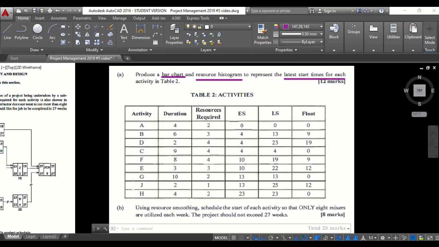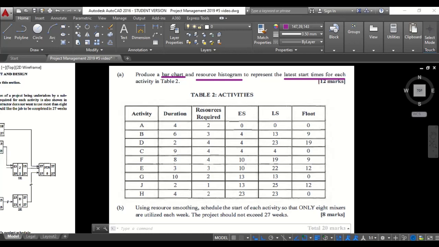First column, we have activity. Second column, duration. Third column, resources required. Fourth, earliest start times. Fifth, latest start times. And then the last column shows us the float. We're not getting to part B of the question as yet. We're going to be starting off with part A, producing a bar chart and resource histogram.